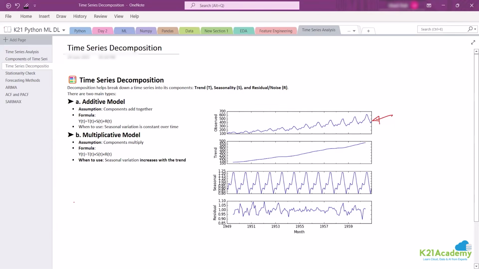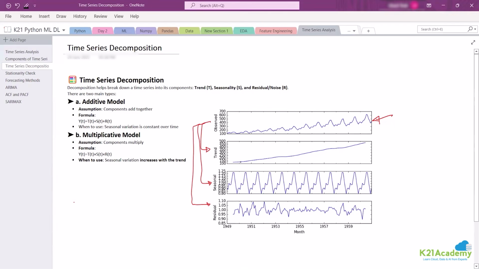Because of this decomposition, we see different models. Like if you just want to observe the trend, this is the information extracted from the observed data. If you just want to know the seasonal pattern, or the random noise pattern, for that purpose we have this kind of time series decomposition.